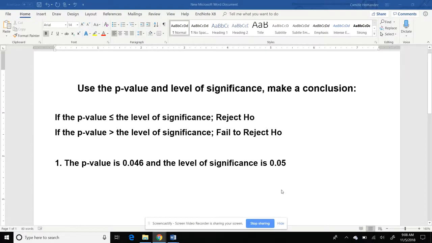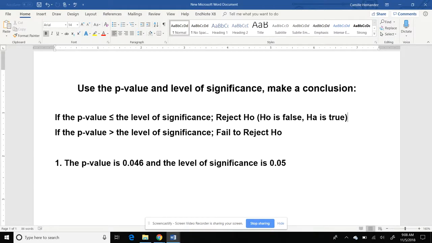Hi, I'm going to make a quick video about the p-value and the level of significance since some of you might be missing it. So the first rule is, if the p-value is less than or equal to the level of significance, you reject your null. What does that mean? That means the null is false and HA is true. But remember, there's a lot more going on with that, but I'm just trying to simplify it to help you.